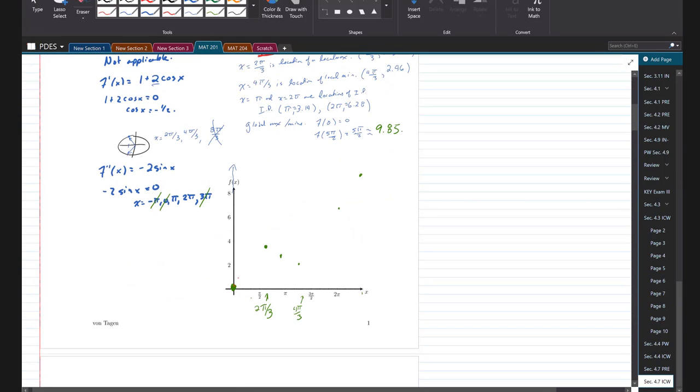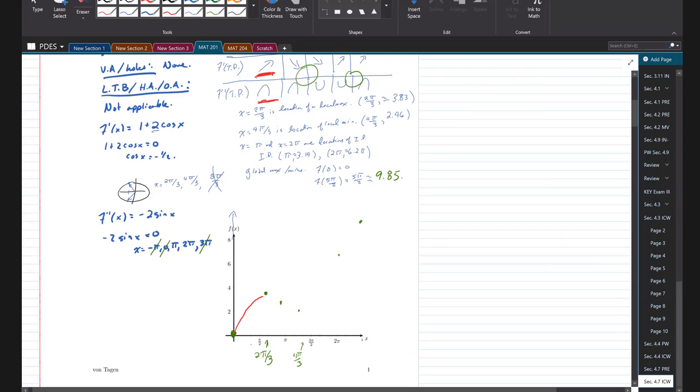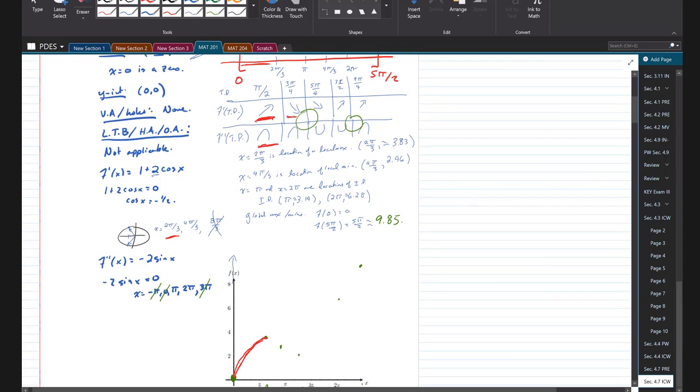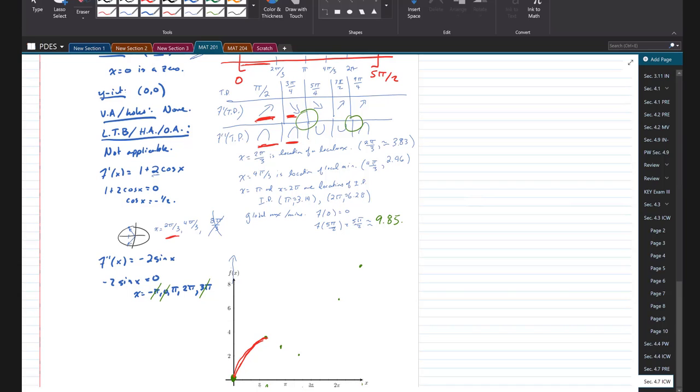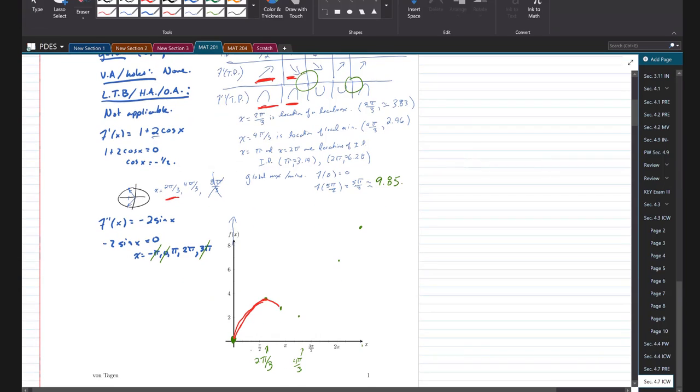It needs to be increasing in a concave down manner until I get to 2 pi over 3, where I have to have a what? At 2 pi over 3, I have to have a horizontal tangent line. Okay? And so I arrive at 2 pi over 3 with a horizontal tangent line, and then I'm going to start decreasing in a concave down manner. Concave down, decreasing, that looks like this. So we're going to be decreasing in a concave down manner.